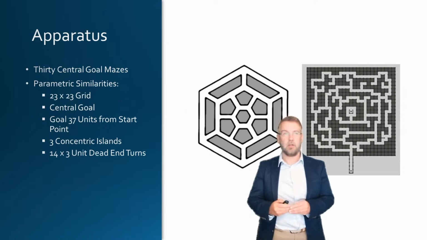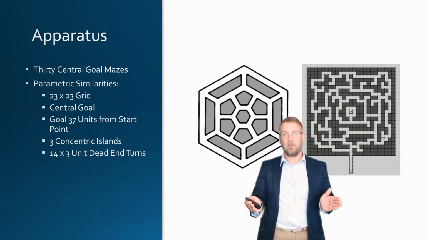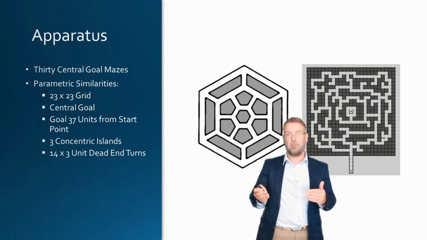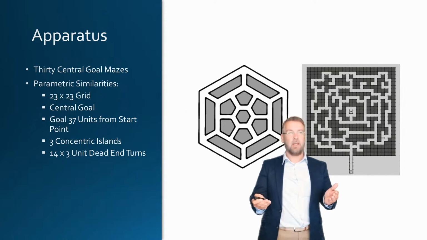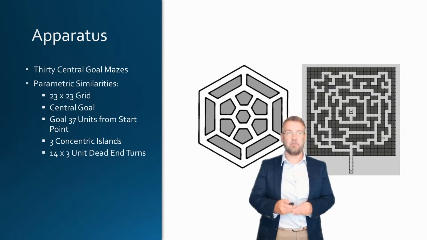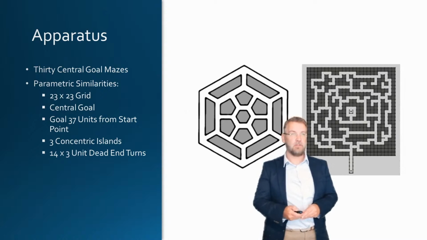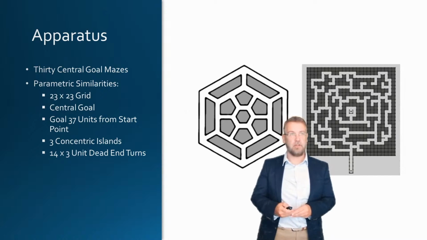All our grids were based on a 23 by 23 block structure, and what we had as well were mathematical similarities between each of our layers. So what we have is 3 concentric islands, and we have 14 3-unit dead-end turns in each of our mazes. In total we created 30 mazes, this is demonstrated on the slide.